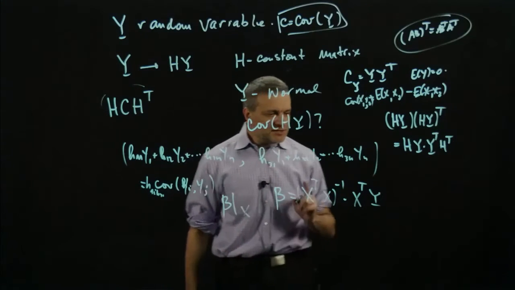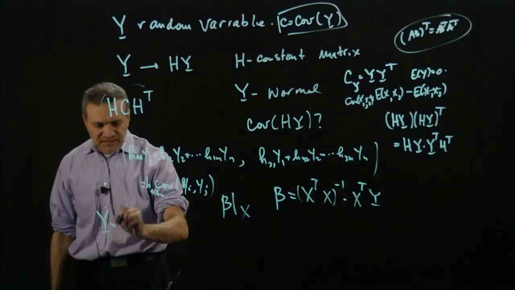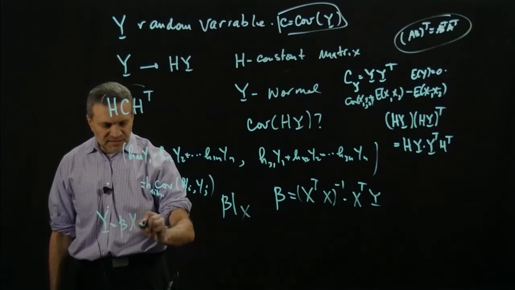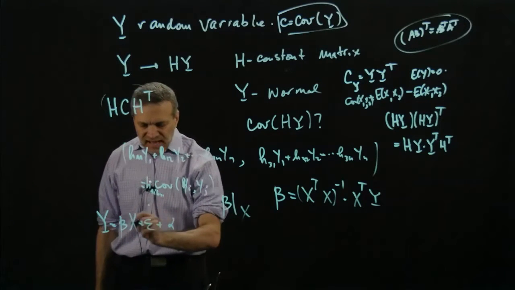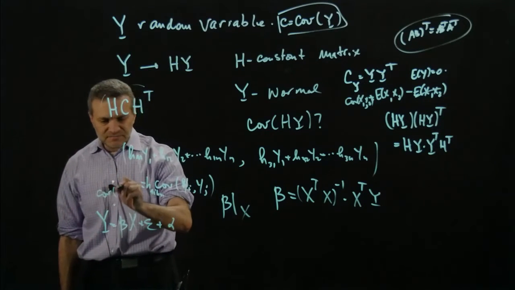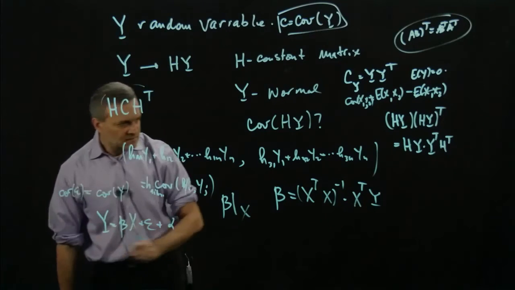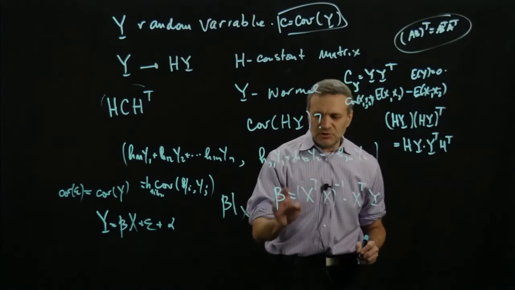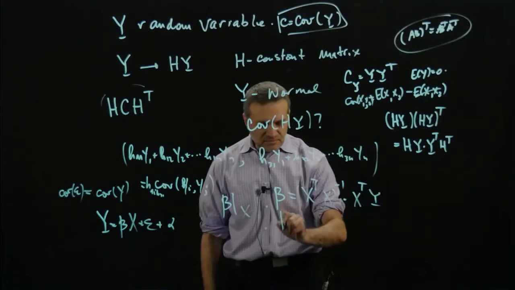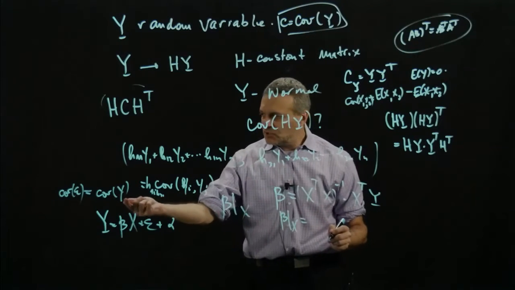Okay? So then remember that in this case, y equals beta x plus epsilon, plus alpha. And then the covariance of y is going to equal the covariance of epsilon. So what you can do here, when you're talking about beta transformed x, is replace this y with your epsilon.